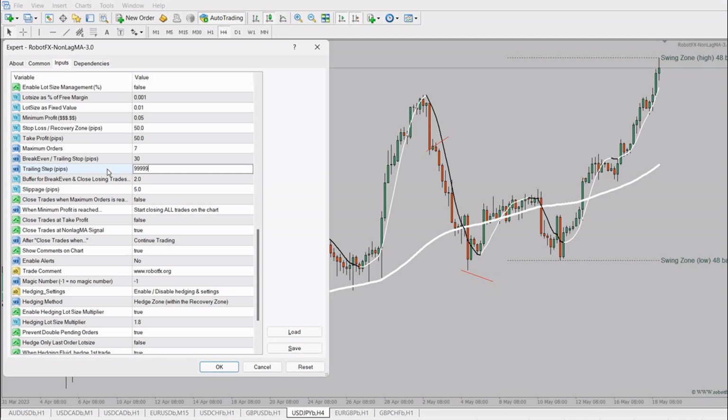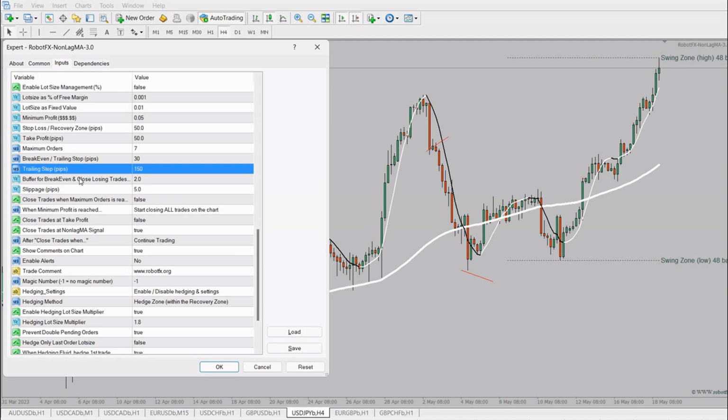And if that's the case, just enter here a very, very high number that it's impossible to reach. And obviously, in this case, the expert advisor will not be able to trail the price. For now, let's leave it like this, which is also a very high number.